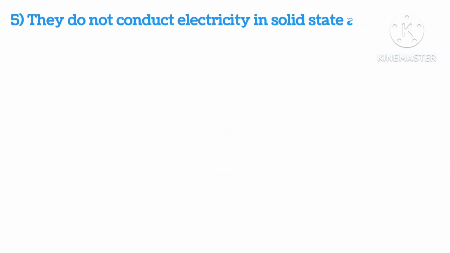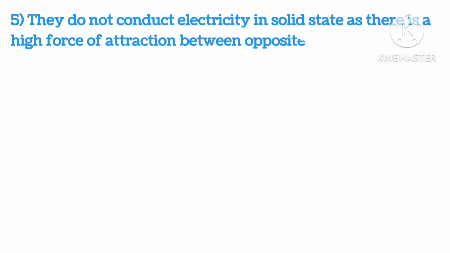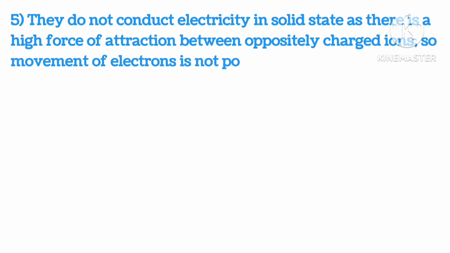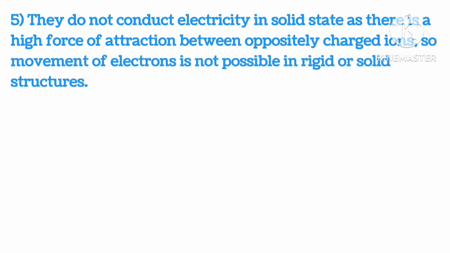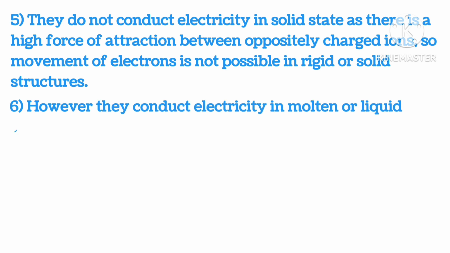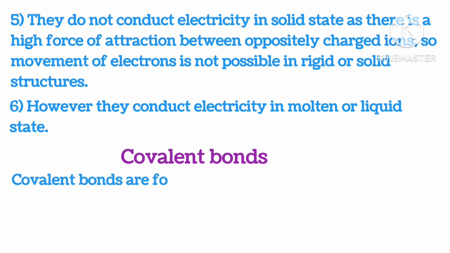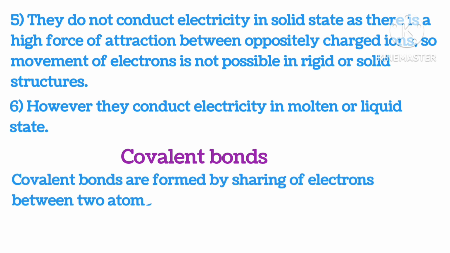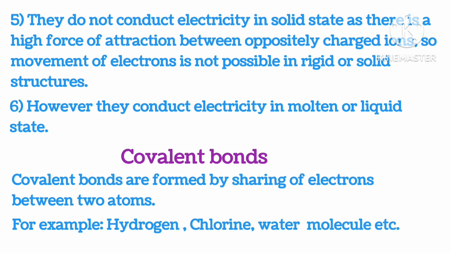They do not conduct electricity in solid state as there is a high force of attraction between oppositely charged particles, so the movement of electrons is not possible in a rigid or solid structure. However, they conduct electricity in molten and liquid state. Covalent bonds are formed by sharing of electrons between two atoms. Examples are hydrogen, chlorine, water molecules, etc.